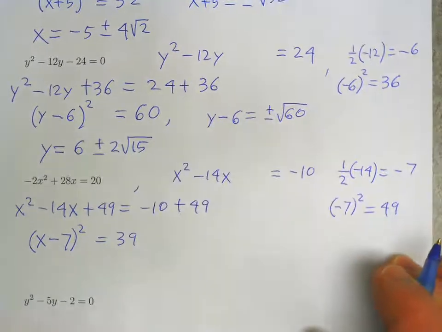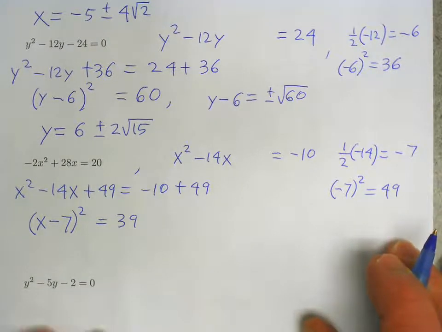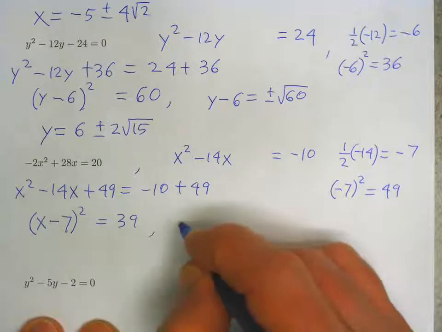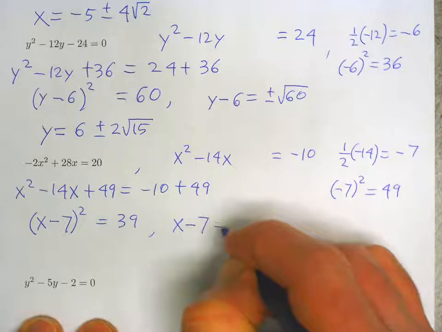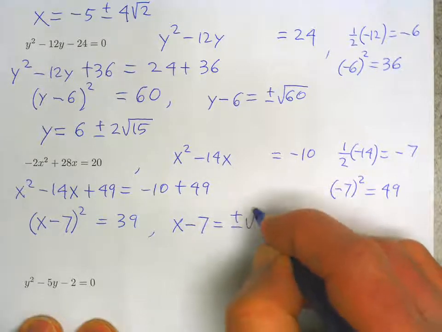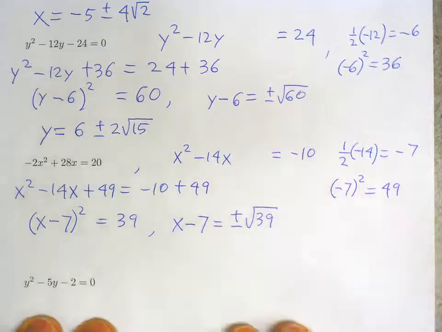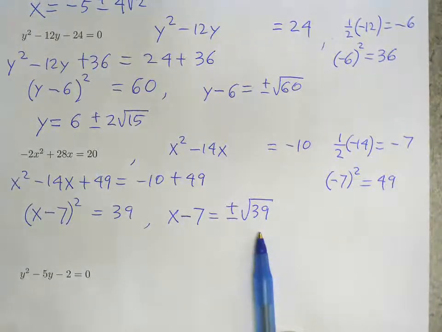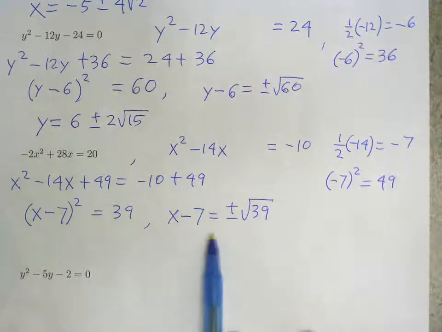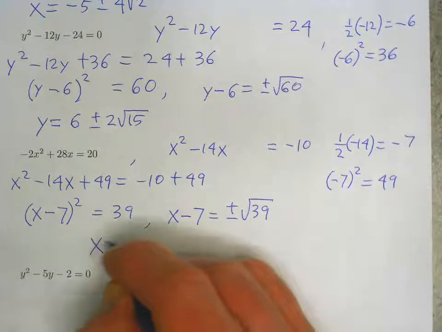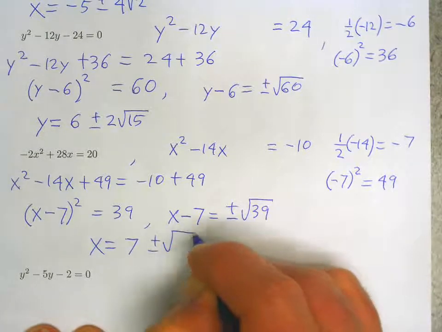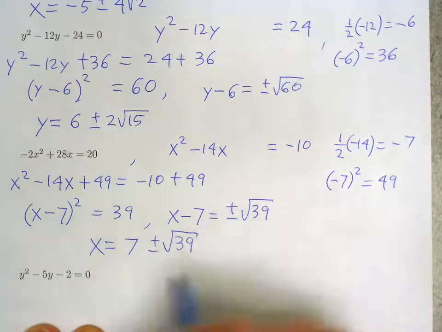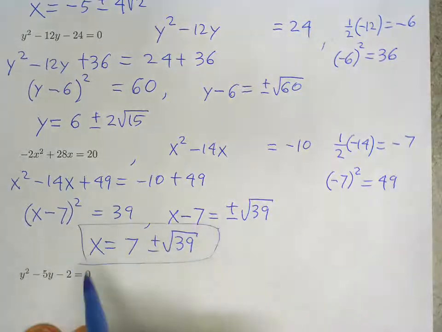And now we apply the square root method. So our two solutions are: first we write x minus 7 equals positive and negative square root of 39. The square root of 39 cannot be simplified any further, so there's just one step left. Add 7 to both sides, and we get x equals 7 plus and minus the square root of 39. Those are the two solutions.